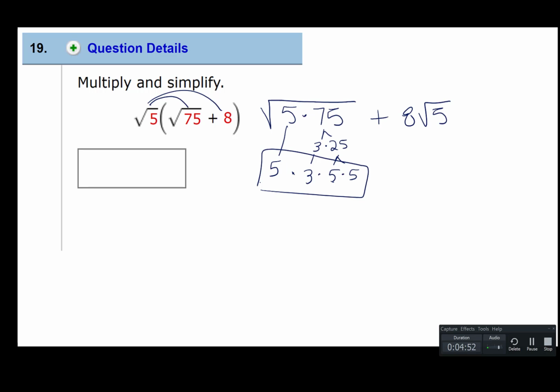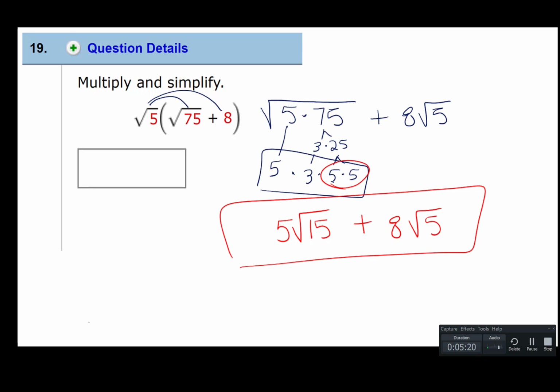Be careful, we are no longer working with cubed roots. This problem is asking us, this is just the square root. So there's a set of 5s. 5 times the square root of 15 plus 8 times the square root of 5. Now because these radicals are not the same, we cannot add those two numbers together. And so that's your final answer.